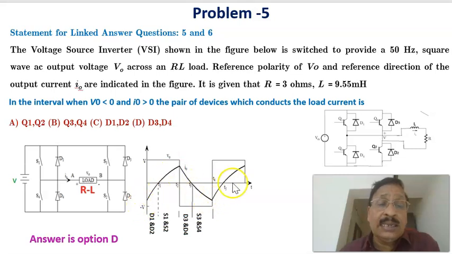For this current polarity, since it requires a negative voltage and a positive current, the devices conducting during this duration are D3 and D4. Therefore, the current direction is like this, and you will be getting a negative voltage. So the answer is option D, D3 and D4.